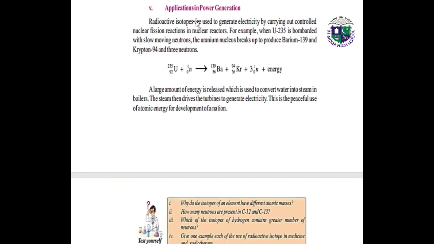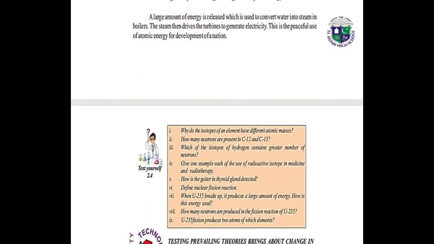It is also used in power generation. Radioactive isotopes are used to generate electricity by carrying out controlled nuclear fission reactions in nuclear reactors. For example, when U-235 is bombarded with slow moving neutrons, the uranium nucleus breaks up to produce barium-139, krypton-94 and 3 neutrons. So students, this was our last topic.